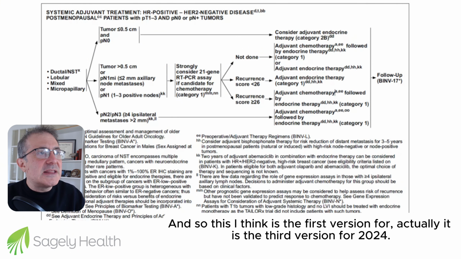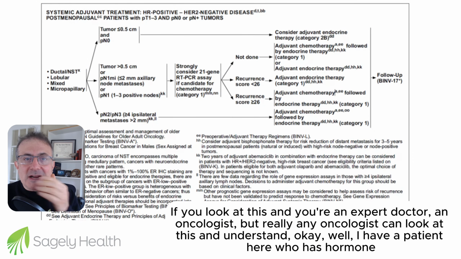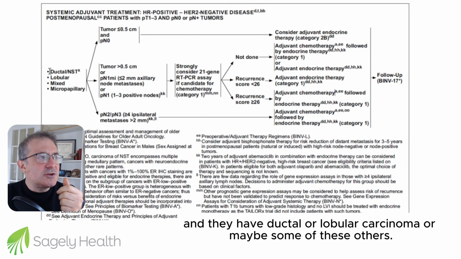I think this is the first version, actually it's the third version for 2024. And so if you look at this and you're an expert doctor, but really any oncologist can look at this and understand, okay, I have a patient here who has hormone receptor positive, that's estrogen receptor or progesterone receptor, HER2 negative disease, and their tumor is of a certain size and their lymph node status is a certain status, and they have ductal or lobular carcinoma or maybe some of these others.